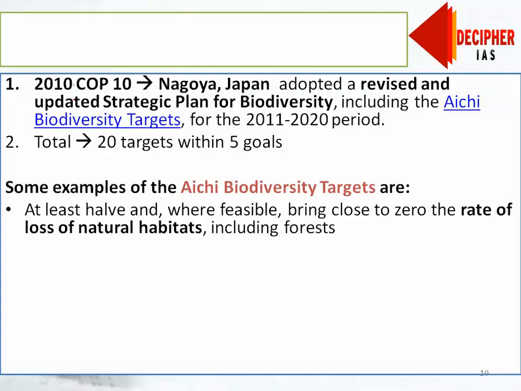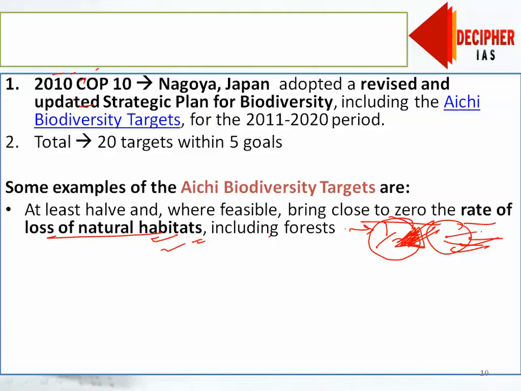First of all, halve, that is, to make half, and where feasible, bring close to zero the rate of loss of natural habitats. That is, we should prevent the loss of natural habitats, and even if the loss is bound to happen due to economic priorities, it should not be more than half. That is, we should at least halve the degradation compared to the current degradation that we are doing of the habitat. Suppose we are destroying 100 kilometer square of habitat, we should reduce it to 50 kilometer square of habitat.